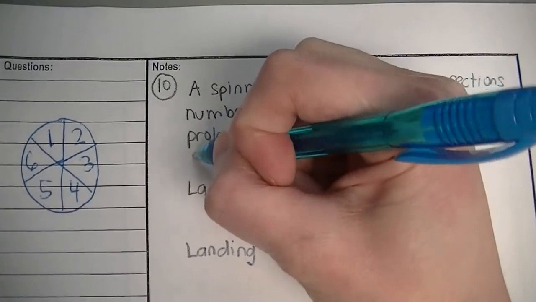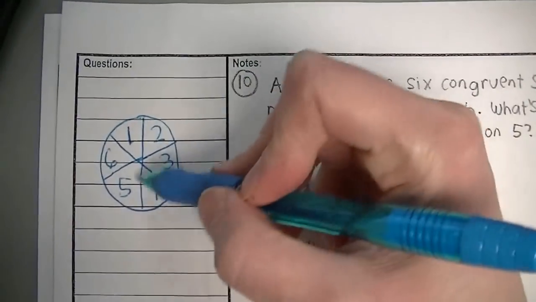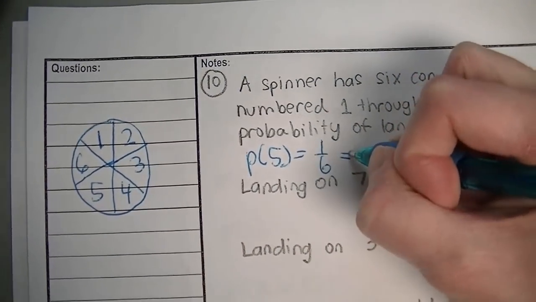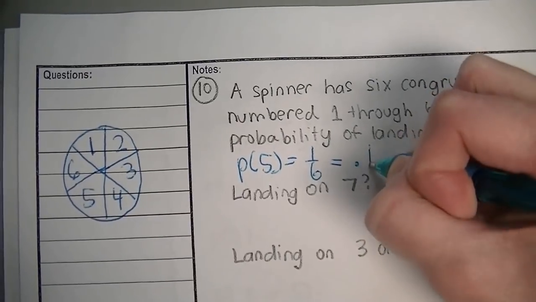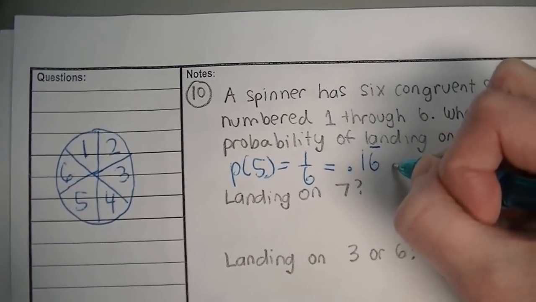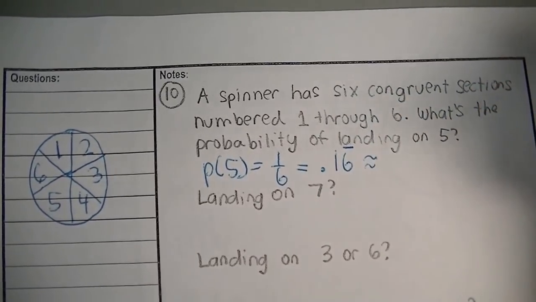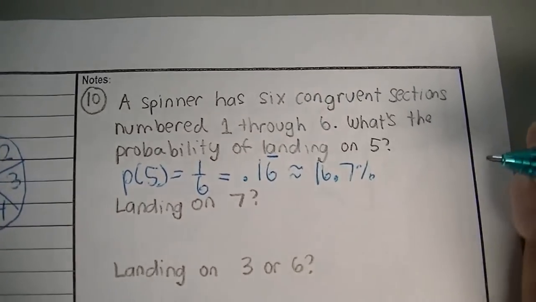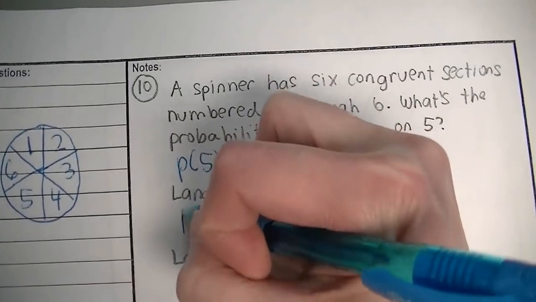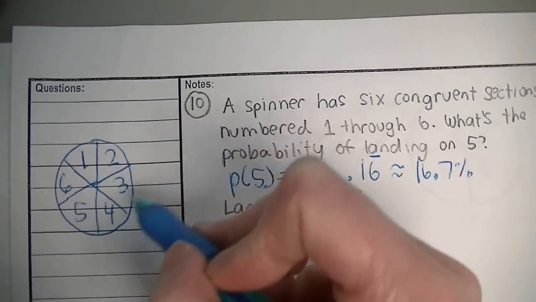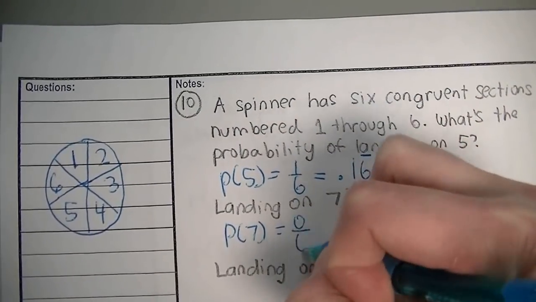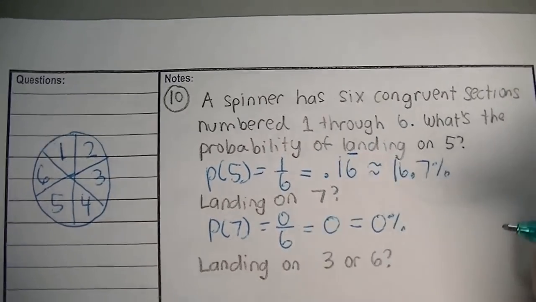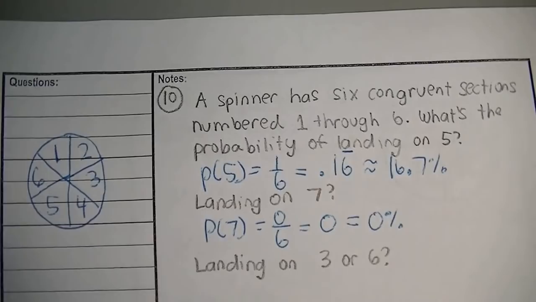We're looking for the probability of landing on 5. How many 5s are there? There's 1 out of the 6 possibilities. As a decimal, that's 0.16 with the 6 repeating. As a percentage, rounding to the nearest tenth, that's approximately 16.7%. How about landing on a 7? I don't see any 7s. So it's 0 out of 6, which is 0, giving a percentage of 0%. That's a definite impossible event. Don't forget about this, okay?